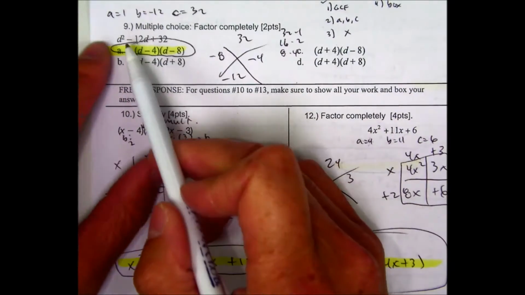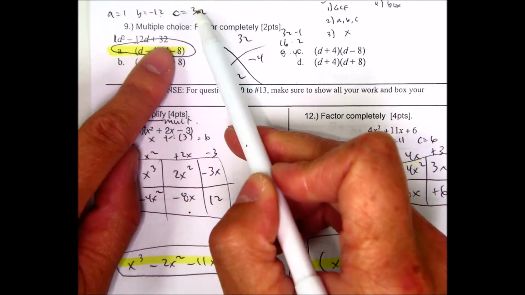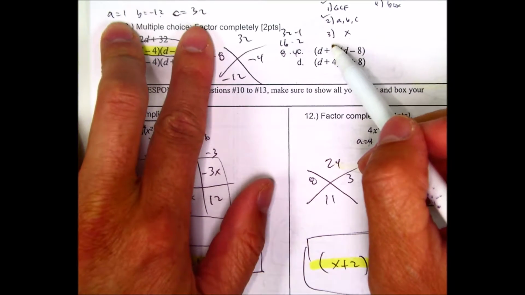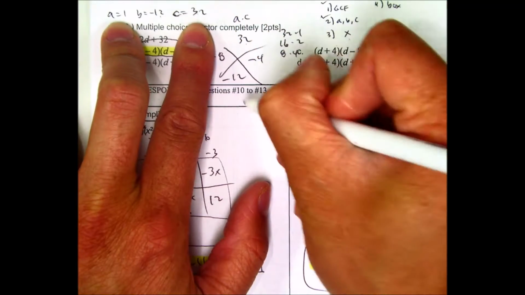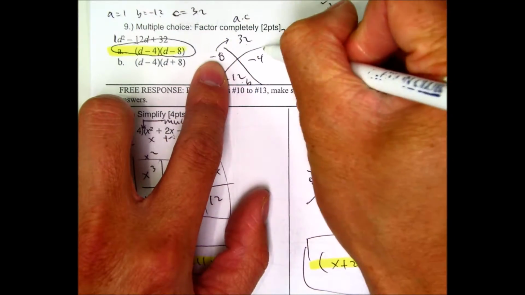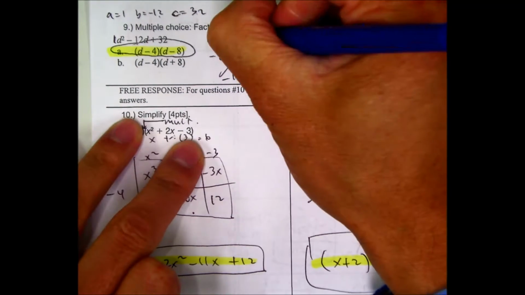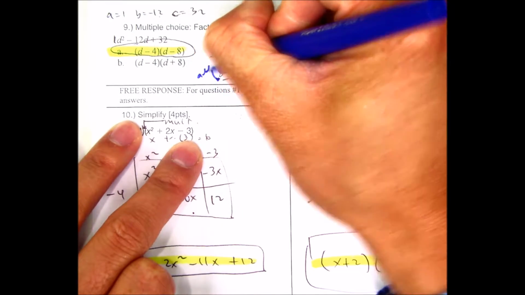I can identify my A, B, and C. So there's a 1 right here. A is 1, B is negative 12, and C is positive 32. If I put into my X, A times C, that would be 32. And then your B value goes down here. 2 numbers that multiply to be positive 32, and 2 numbers that add to be negative 12.